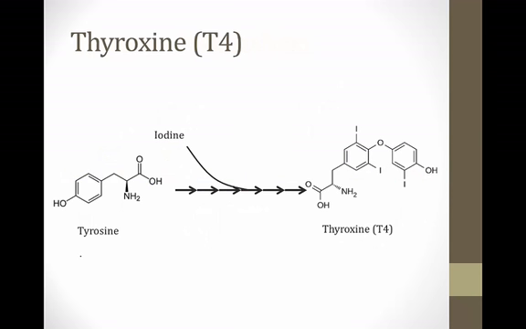Now let's talk about some other compounds that can be derived from tyrosine. You should know that the thyroid hormone thyroxine, or T4, is derived from tyrosine. This is a multi-step process. It involves the addition of iodine, which is very important in thyroid hormone, but the final product is thyroxine, or T4, and it comes from the amino acid tyrosine.